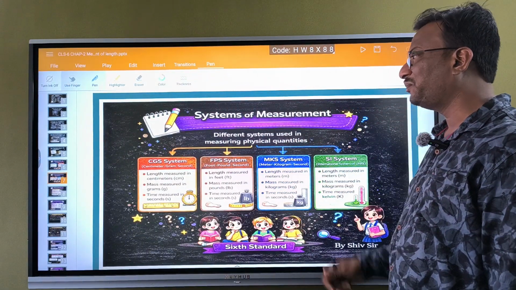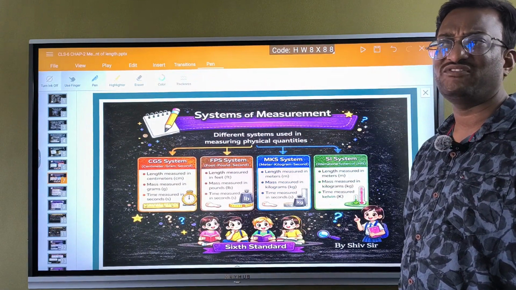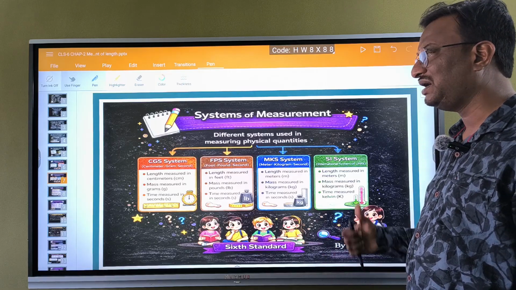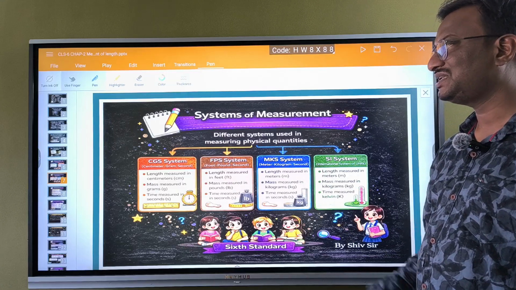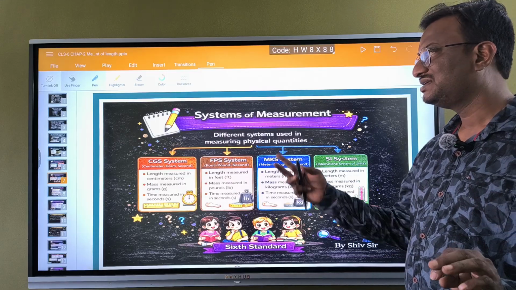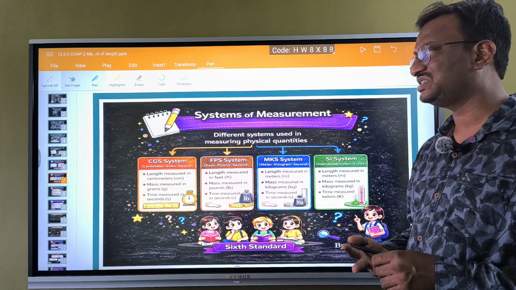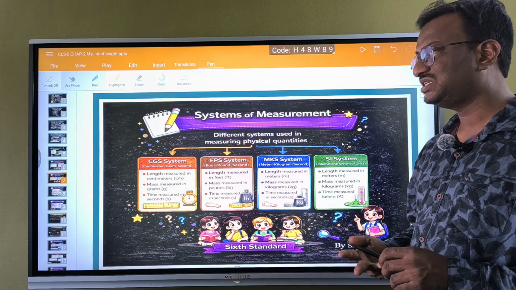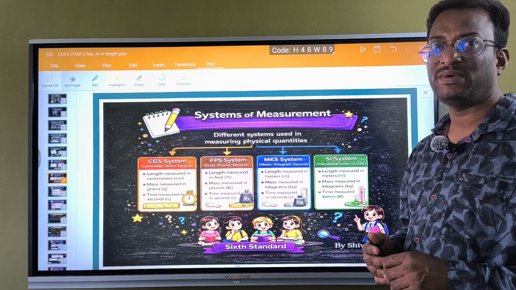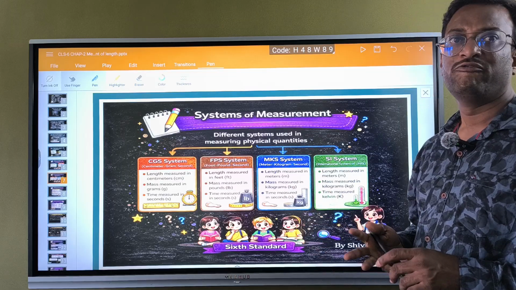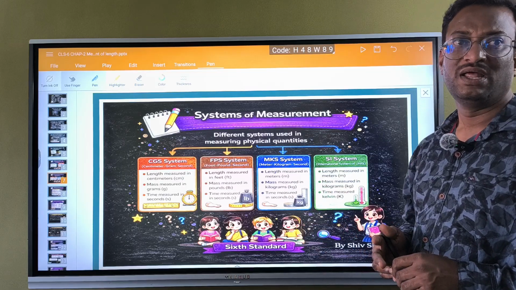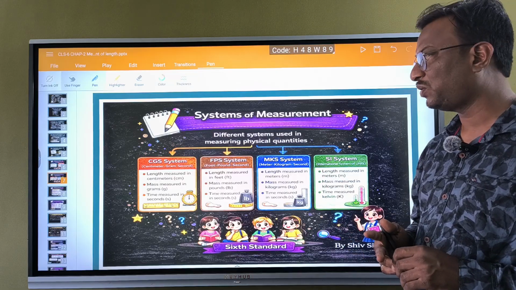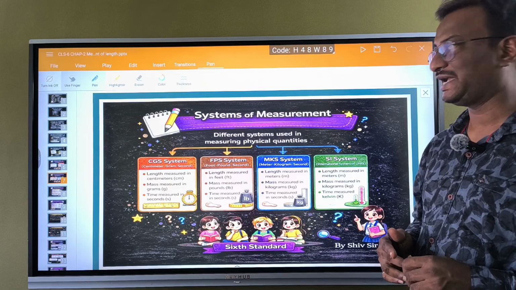Next one, system of measurements. In order to measure, we have different kinds of systems: CGS system, FPS system, MKS system and SI system. What is the CGS system? Centimeter, gram and second. C means centimeter, G means gram, S means second. Length is measured in centimeters, mass in grams and time in seconds. FPS system: foot, pound and second. Length is measured in feet, mass in pounds and time in seconds.